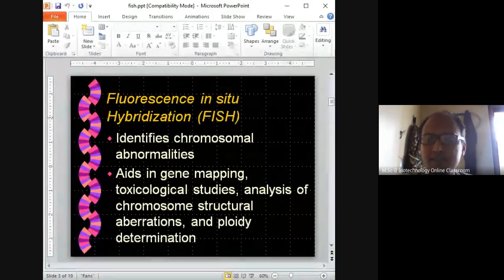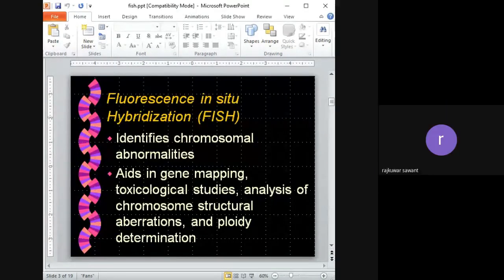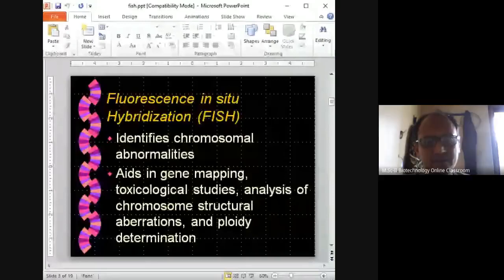How many chromosomes are present in the watermelon? Do you have any idea? What is the ploidy level of humans? What are we? Hello? What is the ploidy level of humans? Sir, diploid. Correct. We are diploid in nature.